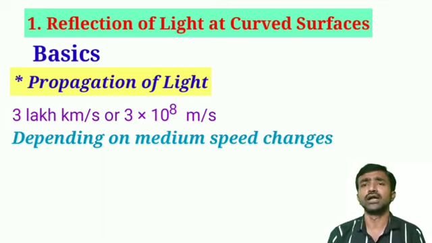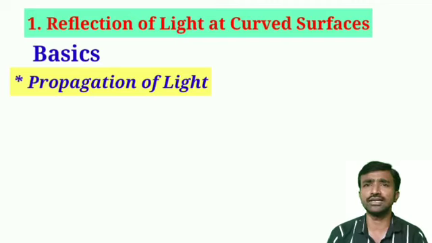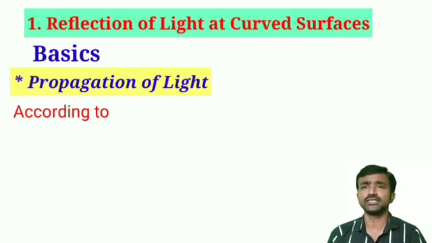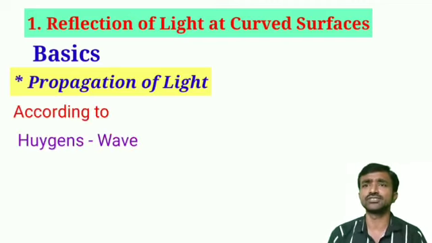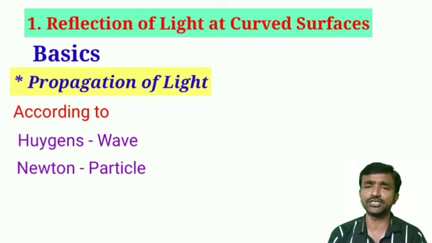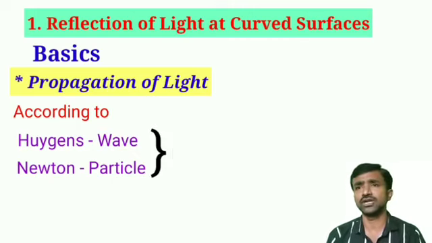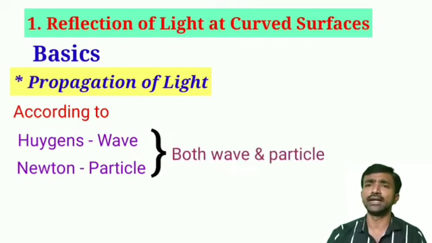So how does light propagate in a medium? According to the scientist Huygens, light has wave nature. According to Newton, light has particle nature. But later it was proved that light has both wave nature as well as particle nature. So light propagates in both ways.